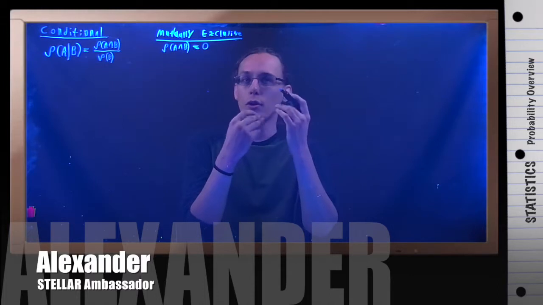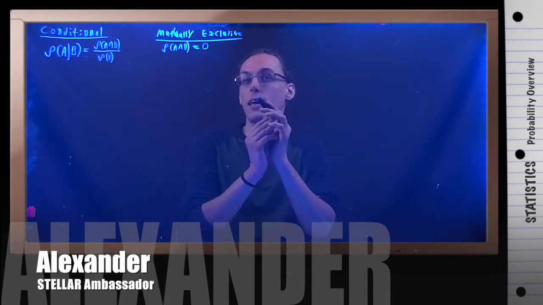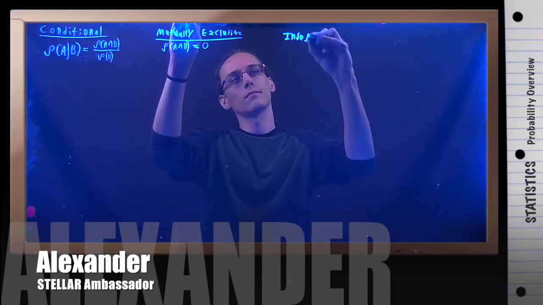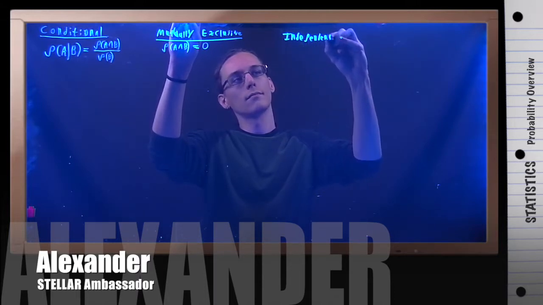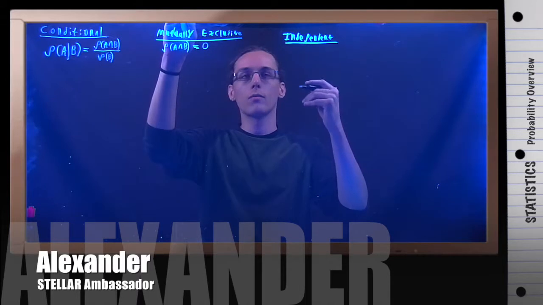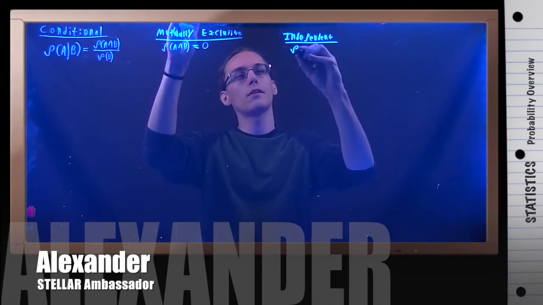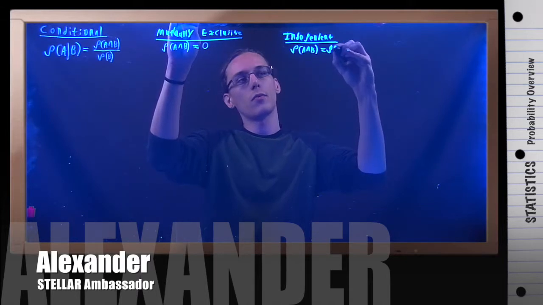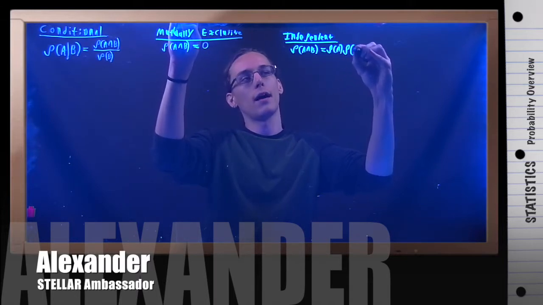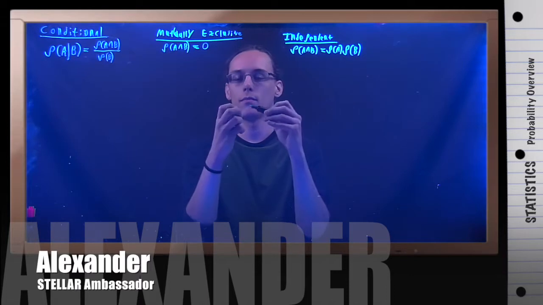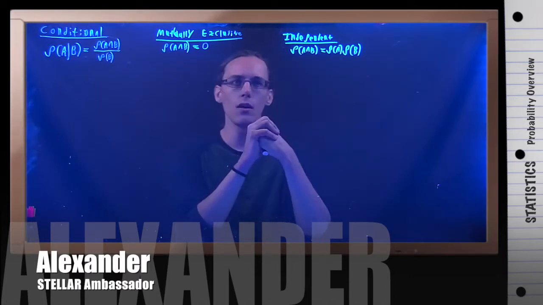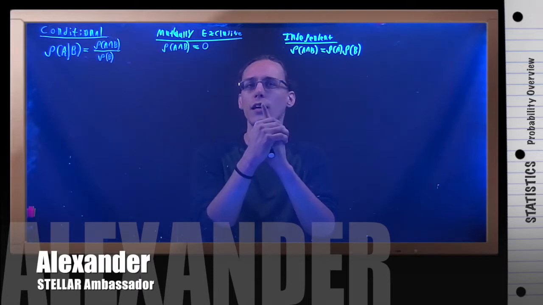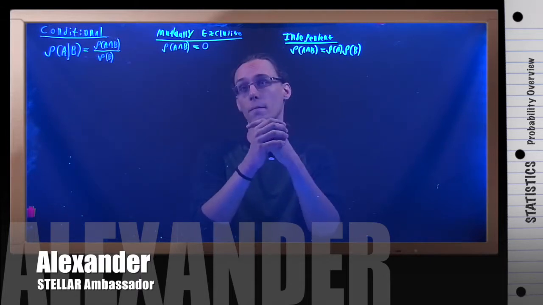So, the third thing is you could have events which are independent. Well, the mathematical definition of this is that the probability of A and B is equal to the probability of A multiplied by the probability of B. So that means that the probability that one event occurs is not affected by the probability of another event occurring.